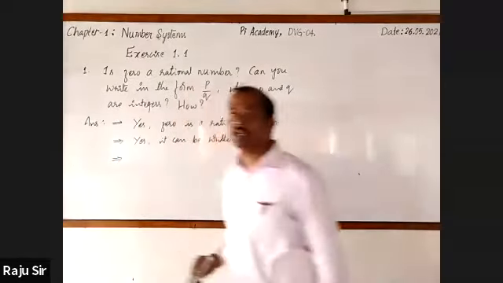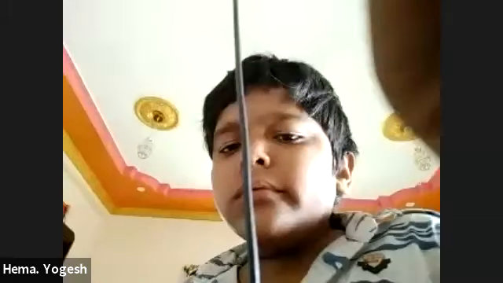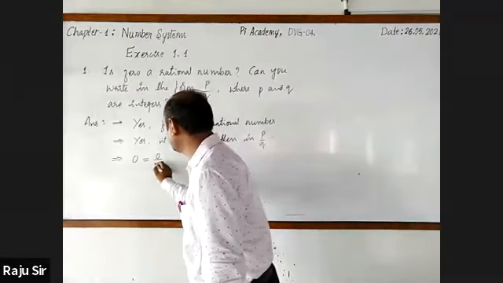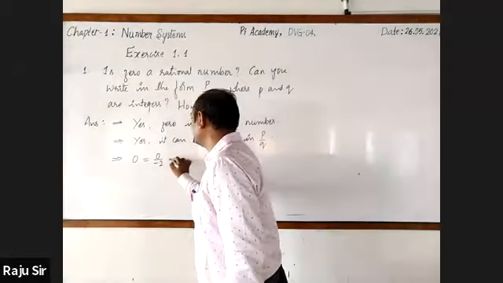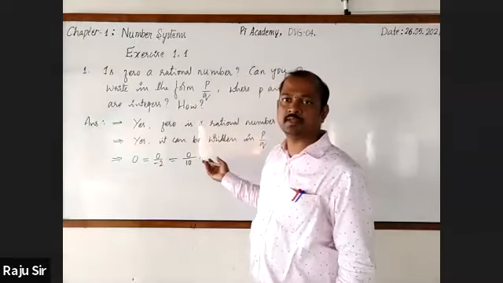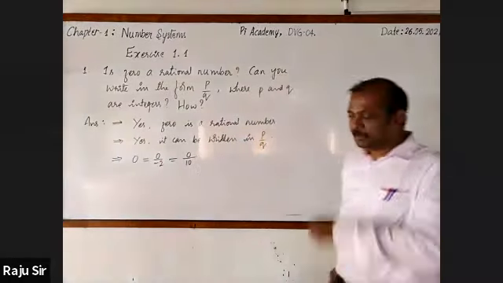What is the third sub question? How do you write it? 0 by 1, 0 by 2, enough. Look here, it is 0 by -2. Even it can be written as 0 by 10, 0 by 20, in many ways.